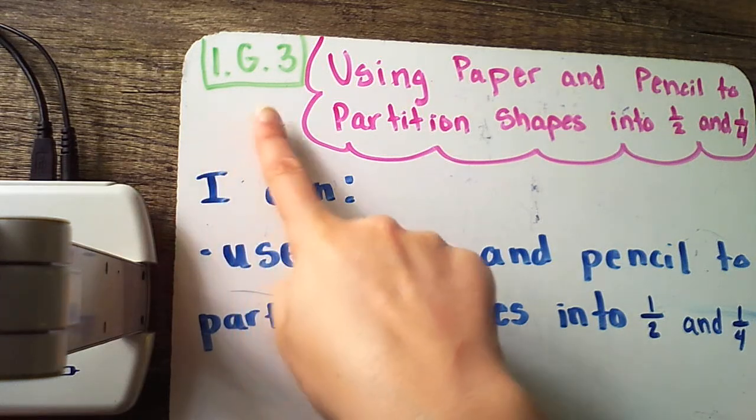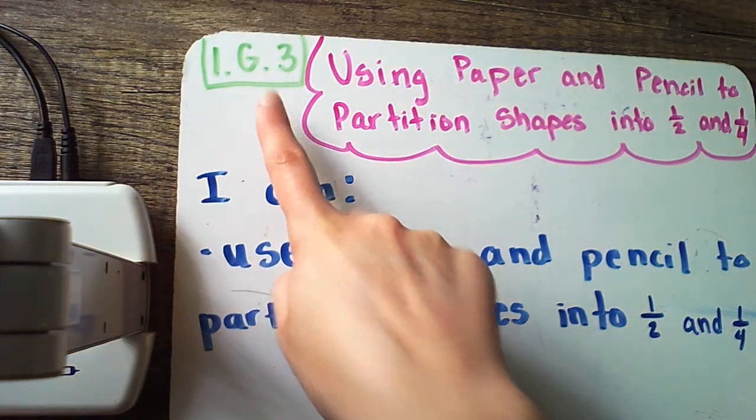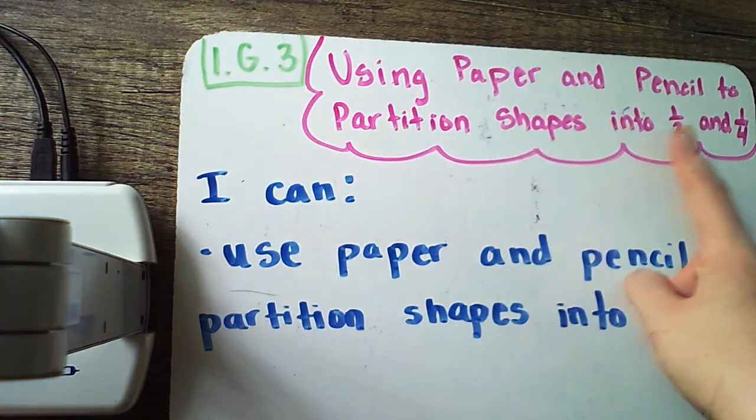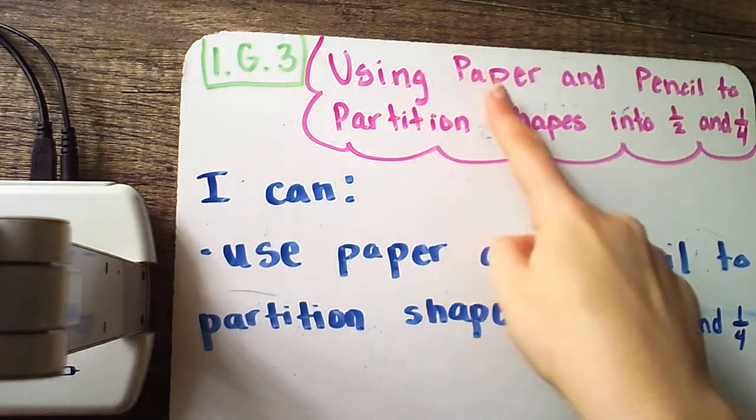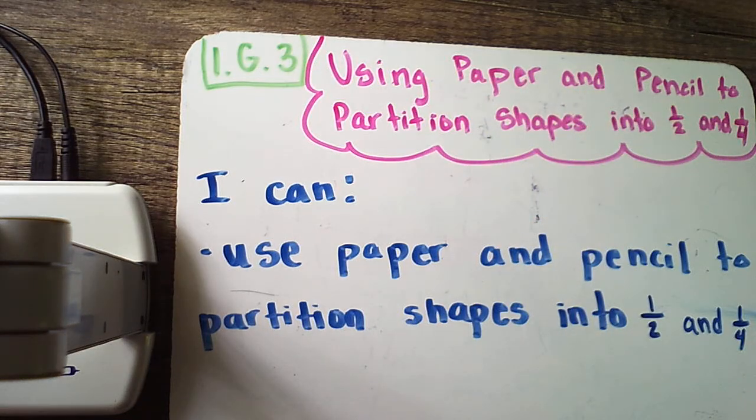We are still in 1G3, that's our geometry standard that's asking us to partition shapes into halves and quarters. Yesterday we were partitioning shapes into halves and quarters using iReady. Today we're going to use paper and pencil to do that because that's more than likely what you're going to see if you have a test, not during teleschool, but when you go back to school in 2nd grade.